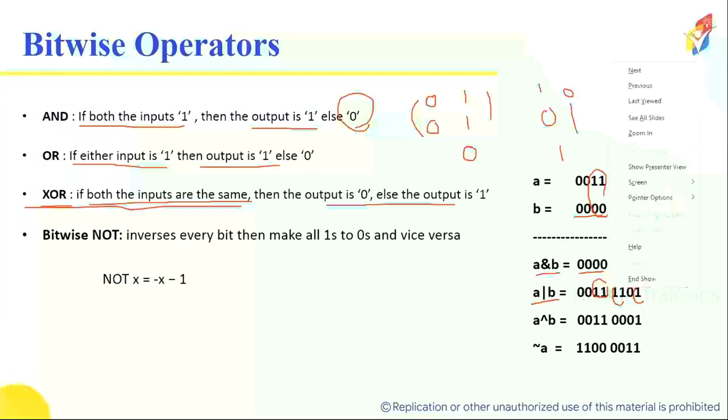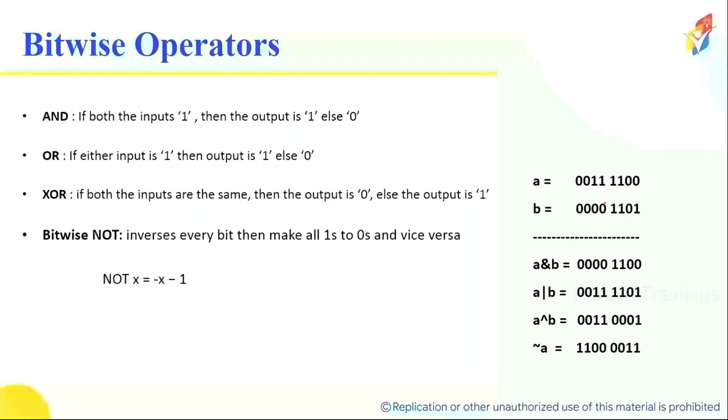Now, let me clear this and discuss the XOR operation. What is the XOR operation? If both the inputs are ones, or if both the inputs are zeros, then the result is zero. In all other cases, the result is one. Look here. This is also one because both are same. Clear for you? Can you please respond? Okay. Hello?